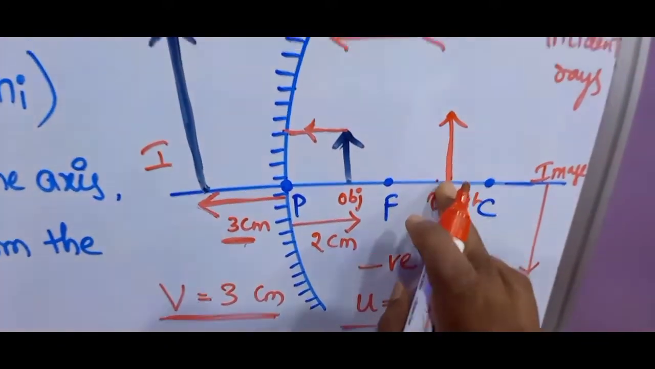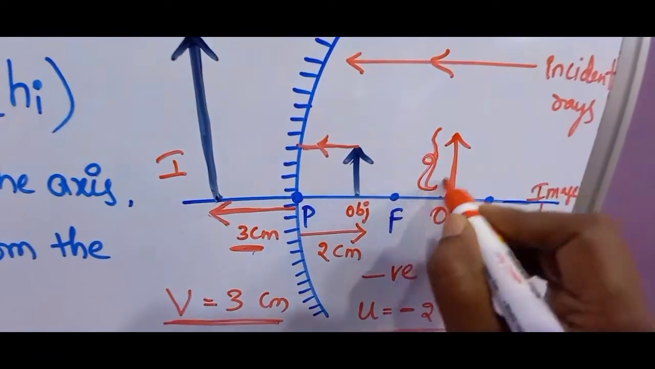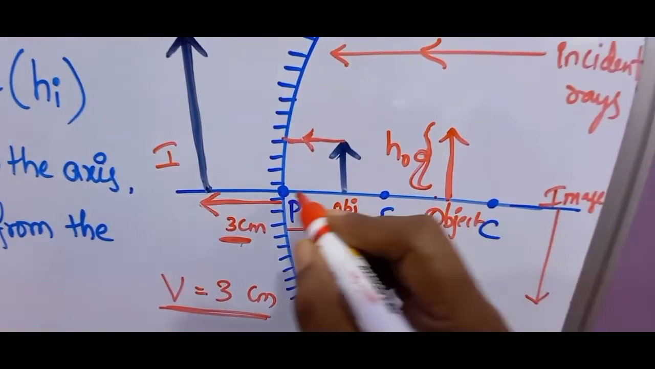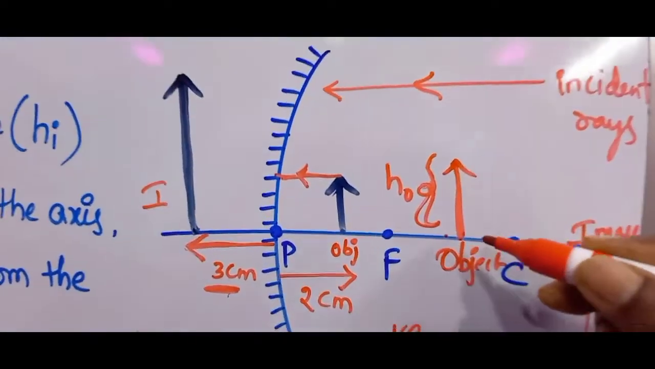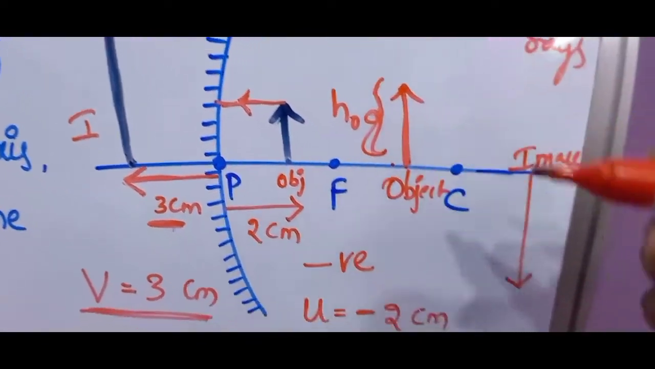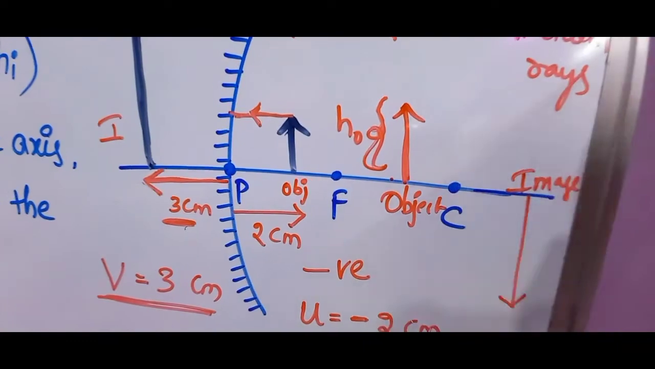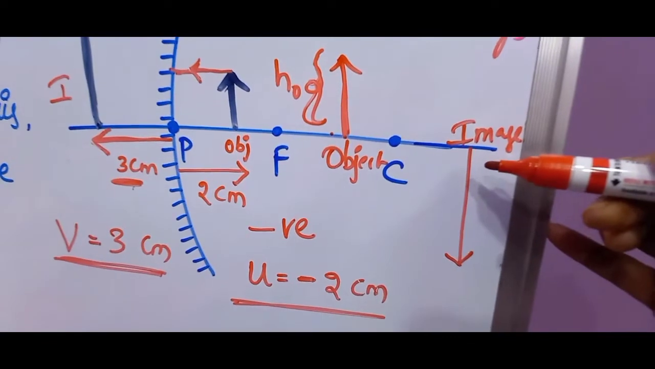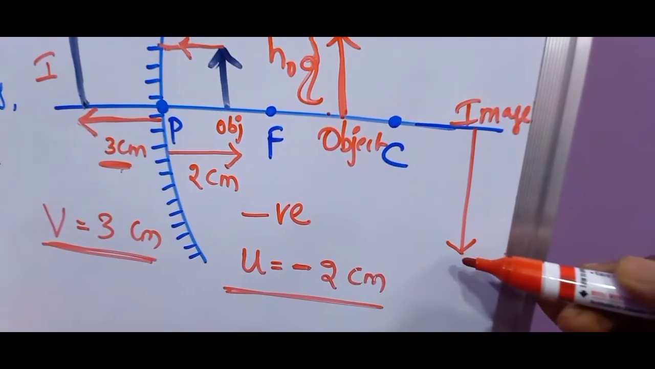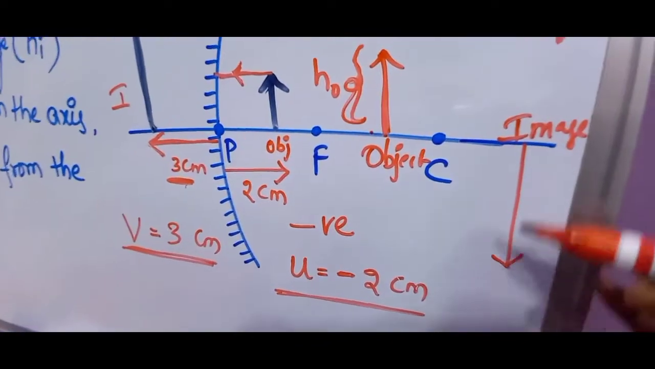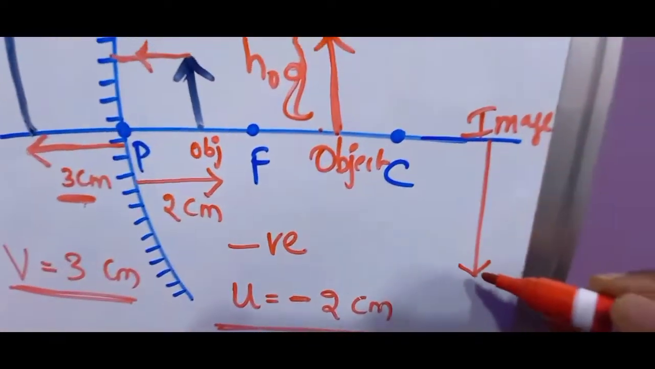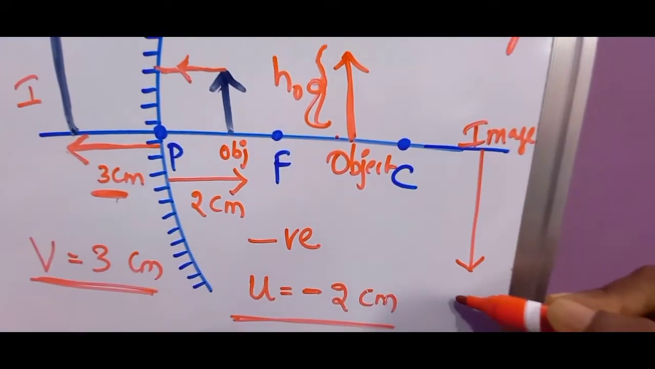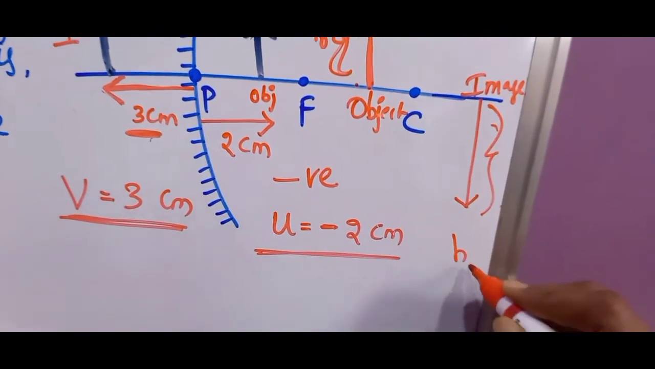Now, the height of the object means from here to here, that is HO. How can we measure it? This is the principal axis. From the principal axis, we have to move in the upward or downward direction. Object height should be measured upward from the principal axis, and image height should be measured downward from the principal axis, as we are getting the image in the downward direction. That means we are getting an inverted image, no? Hence the height of the image should be measured from the principal axis in the downward direction. From here to here is the height of the image, that is hi.